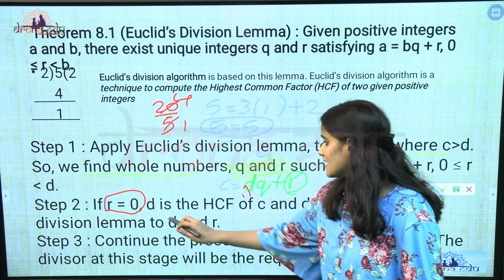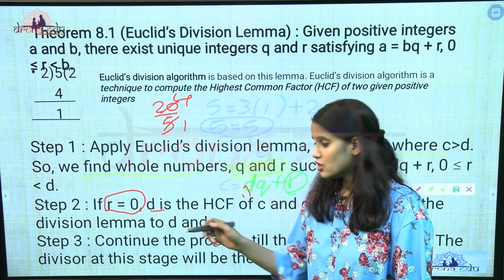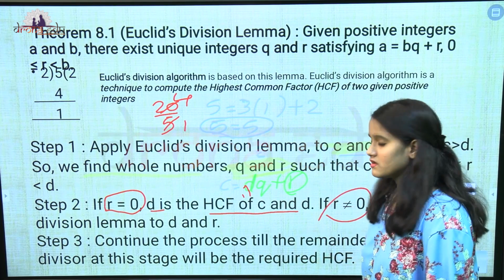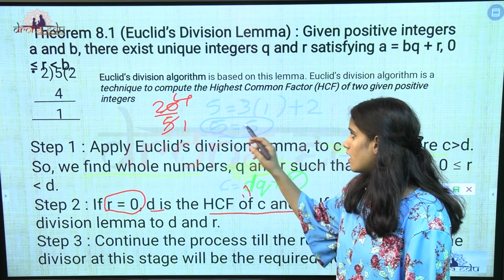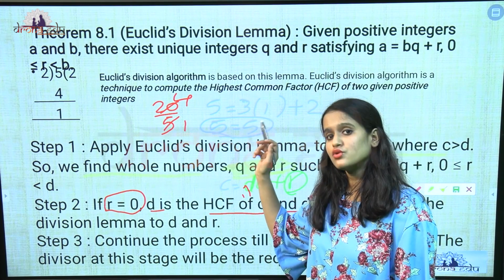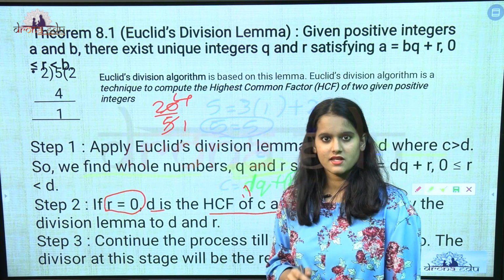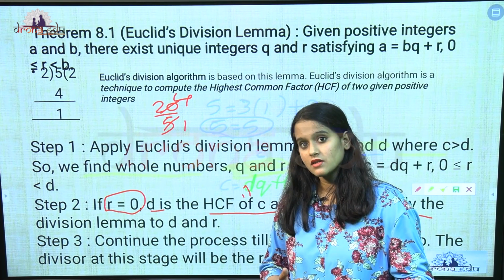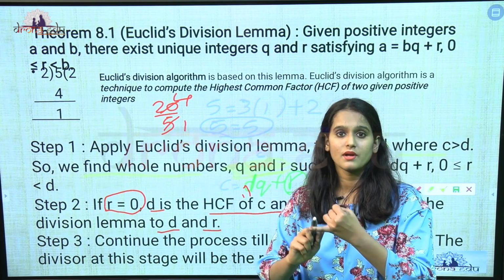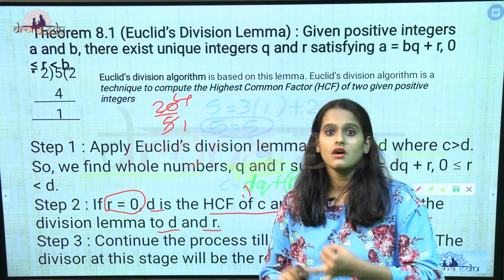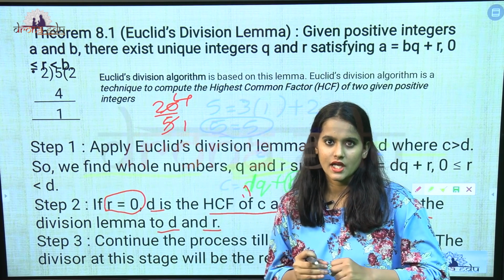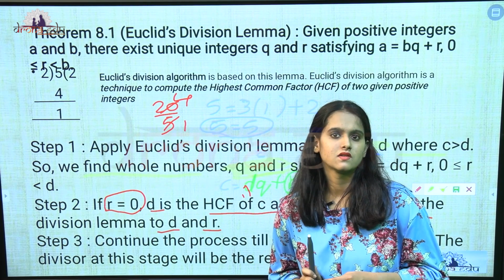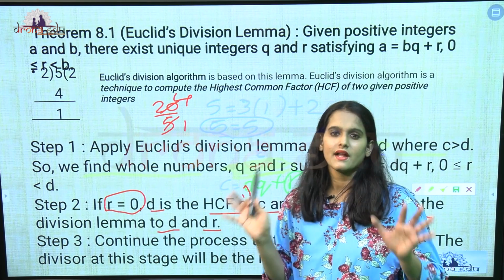Then D, the divisor which we took, is the HCF of C and D. If R is not equal to 0, for example 5 divided by 3, where the remainder was 2, then we are going to apply the division lemma again, for D and R, the new divisor and remainder. This is like solving a case actually. There will be two suspects, and we are going to find who the real criminal is. Let me show you with an example, then you can understand it.